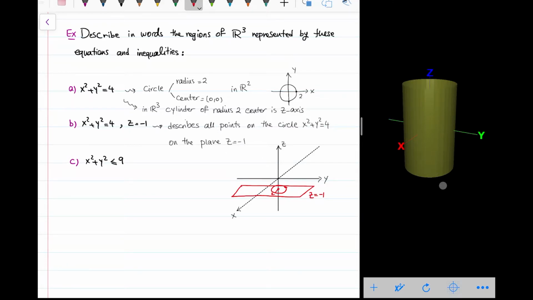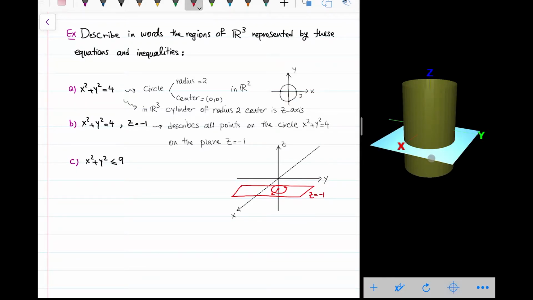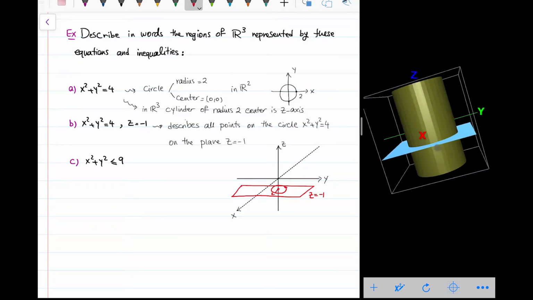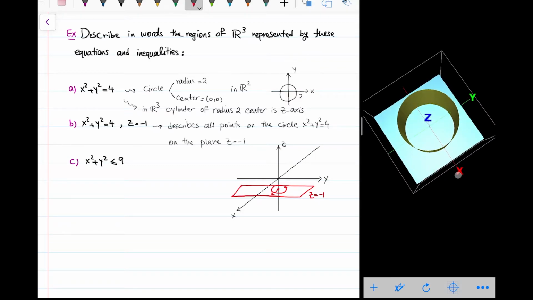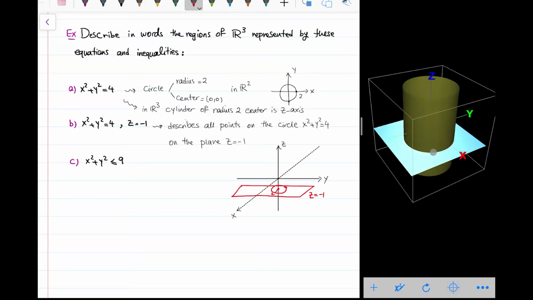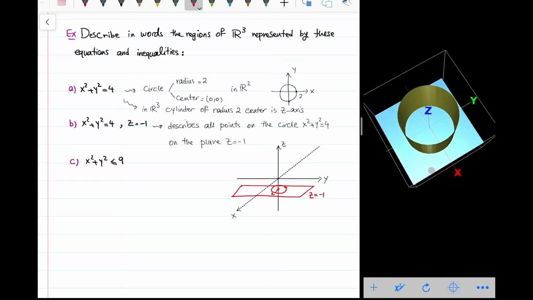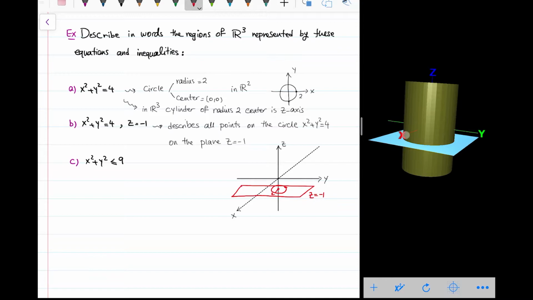Let me show z equals -1 as well. As you see, the plane z equals -1 is the blue plane here, and I have all the points on the cylinder that lie on the plane z equals -1. So it would be a circle on the plane z equals -1. Great. How about the last one?